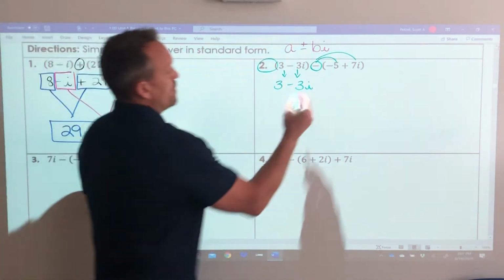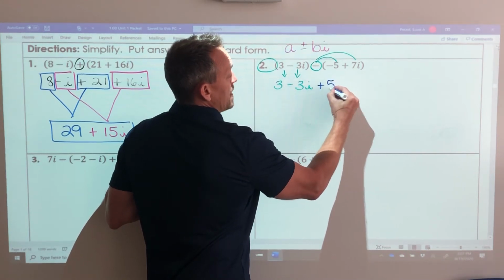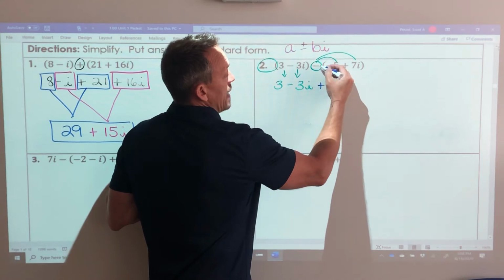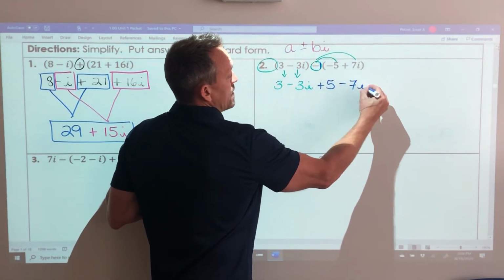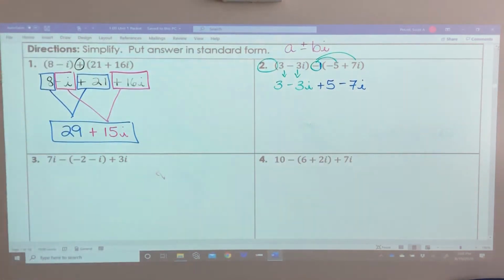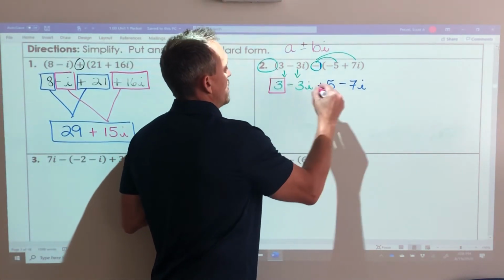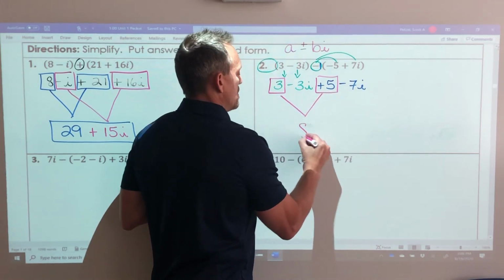Once we distribute this negative to negative 5, it becomes 5 positive. Negative 1 times negative 5 is 5. Negative, because there's like a 1 here, is minus 7i. Now we have to determine our like terms. First set, 3 plus 5 is 8.